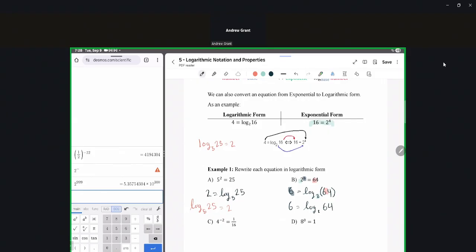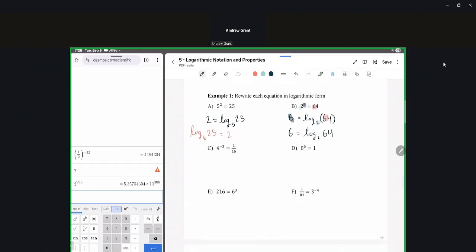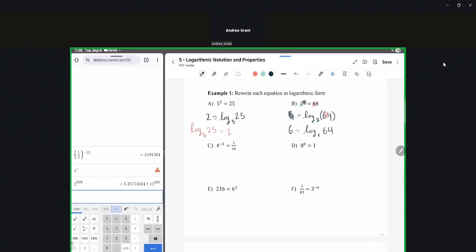If you're watching this on YouTube, now would be an excellent time to go ahead and pause the video, try out examples C to F for yourselves, just to make sure you understand how we convert these. I'll give you a few minutes to pause the video. Okay, let's see how we did for these.